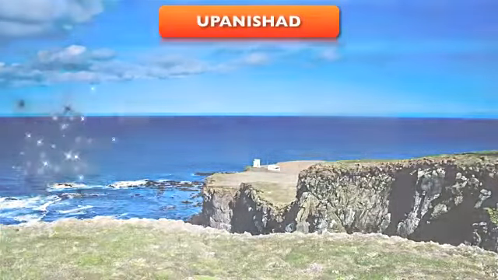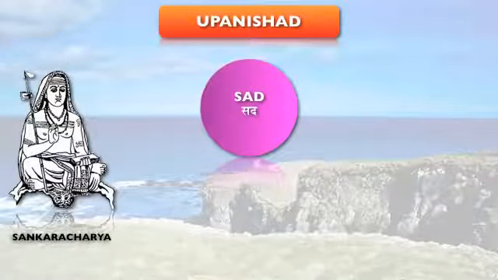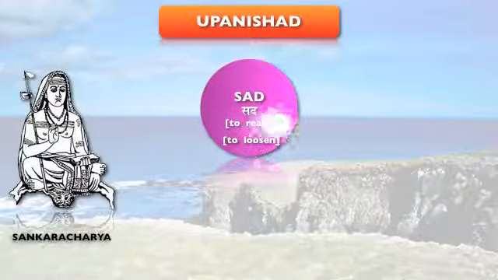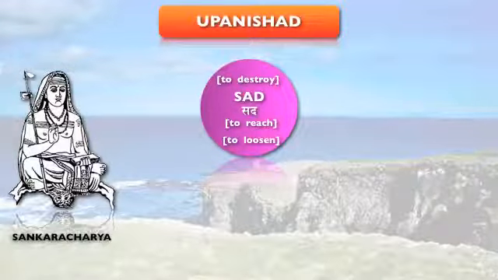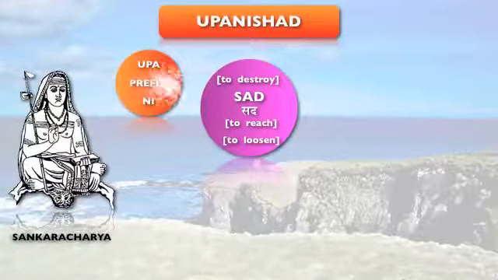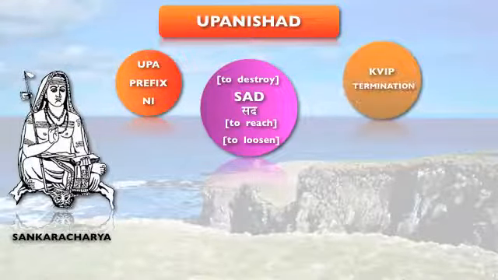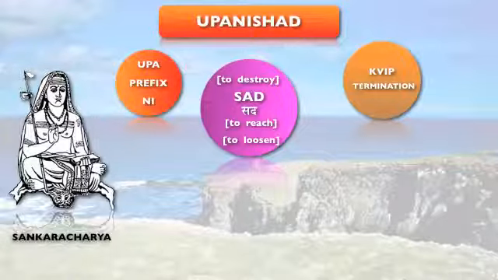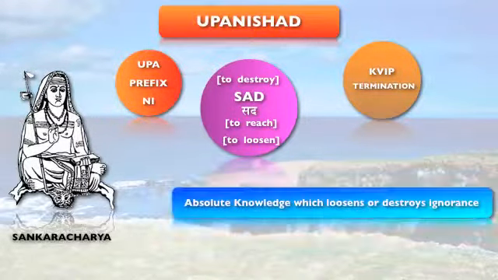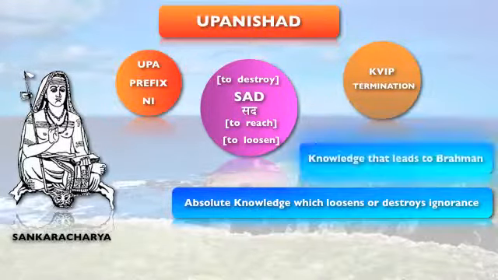The great Sri Adi Shankaracharya derives the word Upanishad from the root Sad, which means to loosen, to reach, or to destroy, with Upa and Ni as prefixes and Kvip as termination. If this derivation is accepted, Upanishad means Brahma knowledge by which ignorance is loosened or destroyed. It also means that knowledge which makes one reach Brahman.